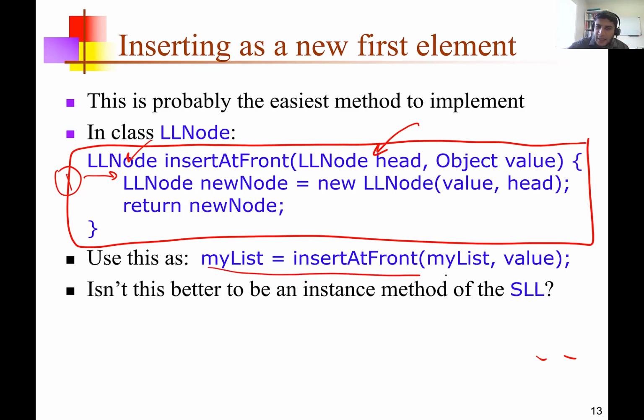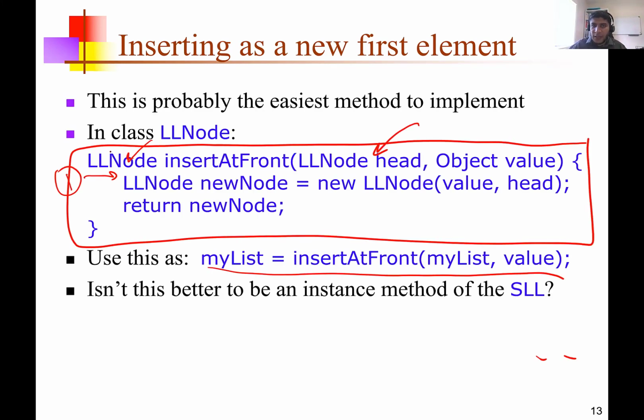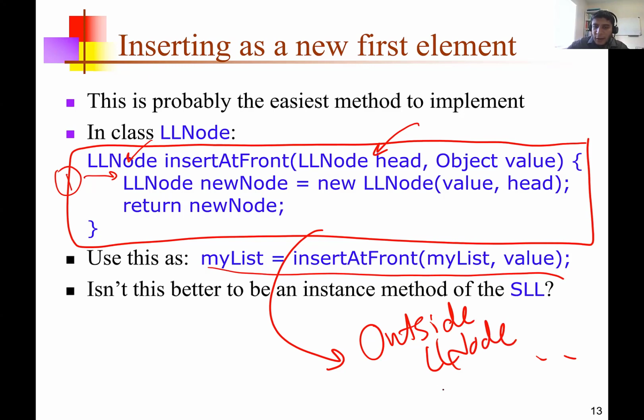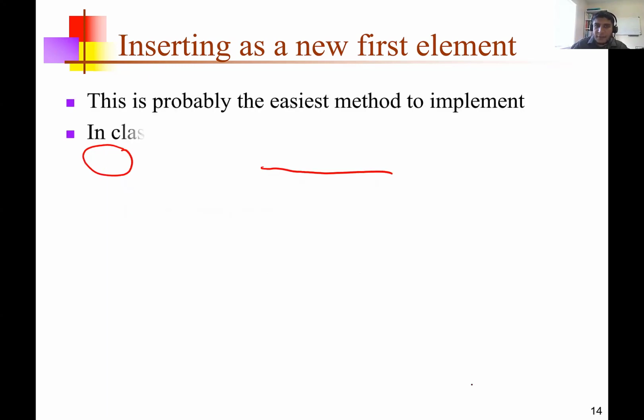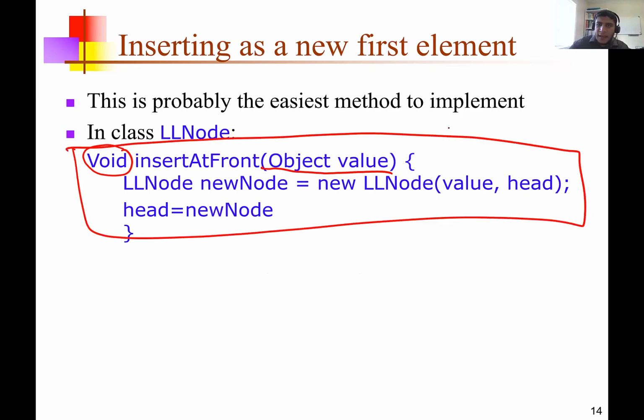And I have been using it as if I'm really outside the LL node. If I want to implement this inside the LL node itself, first of all, I don't need to pass the LL node because I have it in my class. And I don't need to return anything because I'm updating my current object. This is a difference. So just to make sure you get what I mean, this is implemented outside LL node and outside SLL, right? This is an implementation inside the LL node.